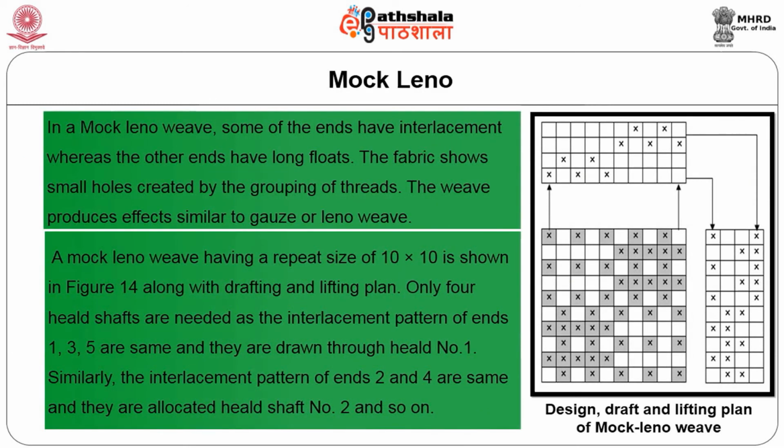In a Mocklino weave, some of the ends have interlacements, whereas the other ends have long floats. The fabric shows small holes created by the grouping of threads. The weave produces effects similar to gauze or lino. A Mocklino weave having a repeat size of 10 by 10 is shown in figure 14 along with the drafting and the lifting plan. Only 4 heel shafts are needed as the interlacement pattern of ends 1, 3, 5 are same, and they are drawn through heel shaft number 1. Similarly, the interlacement pattern of ends 2 and 4 are same, and they are allocated heel shaft number 2 and so on.